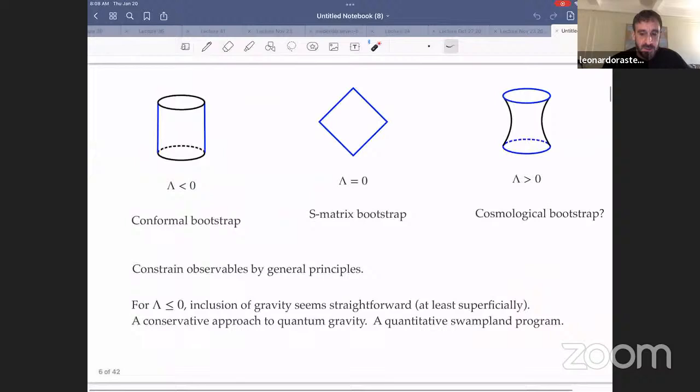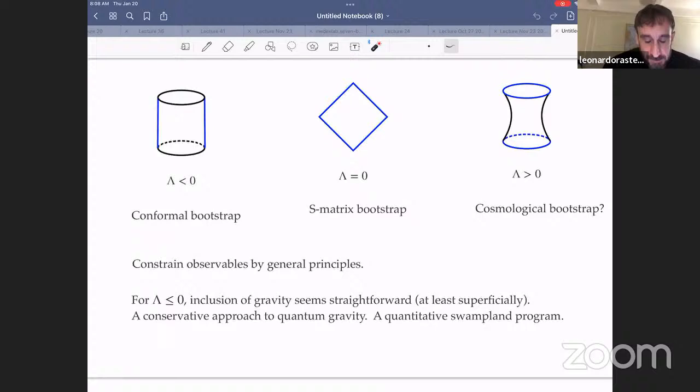And what is the general philosophy here? The general philosophy is the one that goes under the general moniker of the bootstrap program. So you want to study quantum gravity with fixed asymptotic boundary conditions. And here I'm illustrating the three cases of negative, zero and positive cosmological constant, focusing not so much on a detailed microscopic model, but on general principles. So you identify observables and you constrain them by the axioms they're supposed to obey.